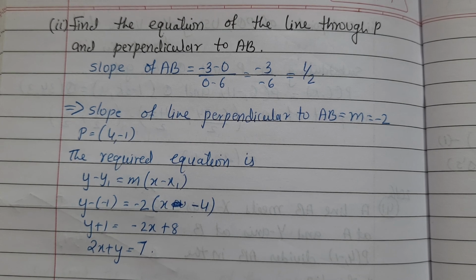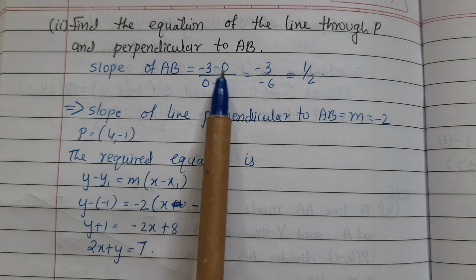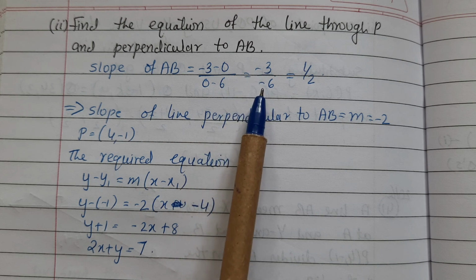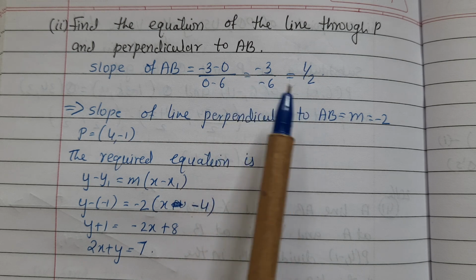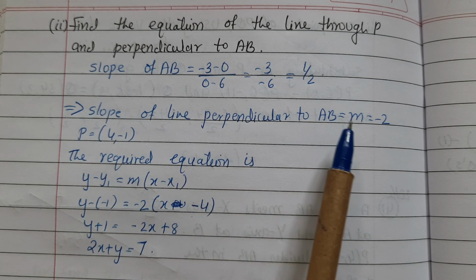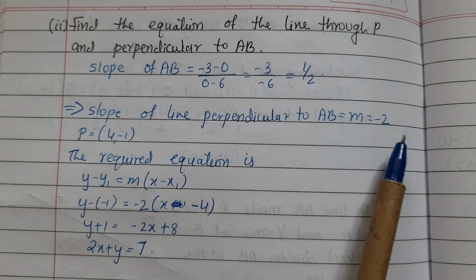Second part, find the equation of the line through P and perpendicular to AB. Slope of AB equal to (minus 3 minus 0) upon (0 minus 6) equal to minus 3 upon minus 6 equal to 1 upon 2. This implies the slope of the line perpendicular to AB, m, equal to minus 2.